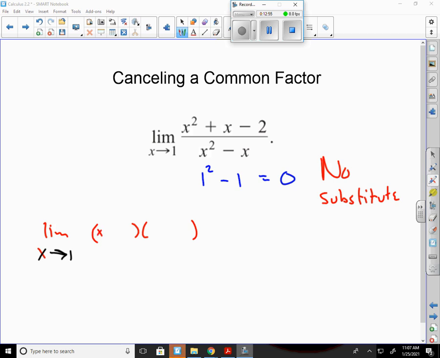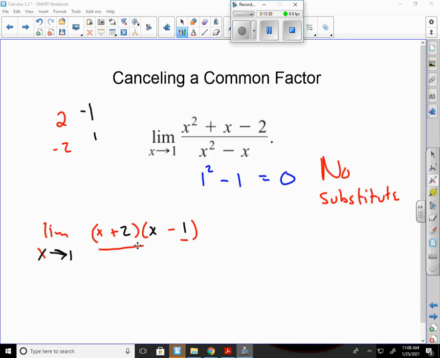I know x times x gives me x squared, right? And then I have to look at what multiplies to give me negative 2 and adds to 1. Well, the only things that multiply to give me negative 2 would be 2 and negative 1, or negative 2 and 1. 2 plus negative 1 gives me 1, so that's what I'm looking for. So it's going to be x plus 2 and x minus 1.